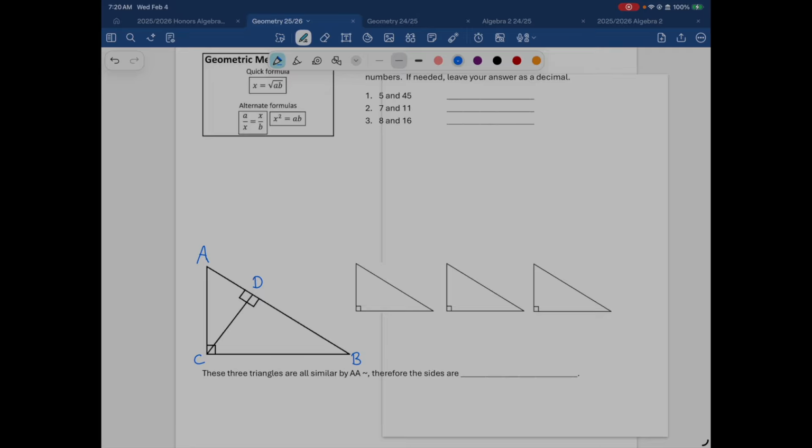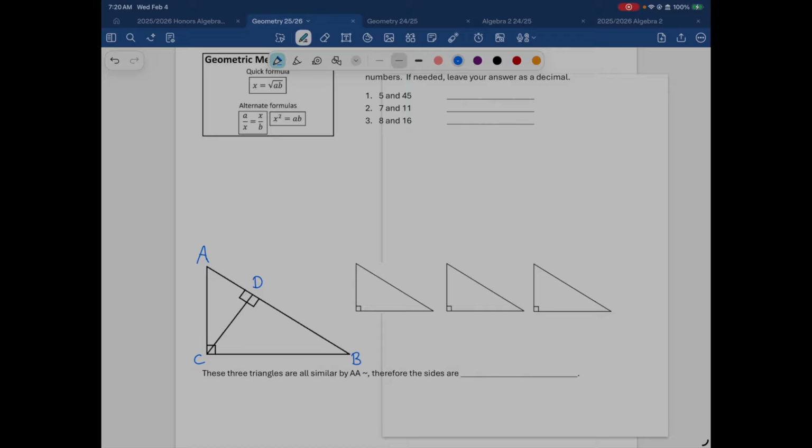So we are going to start working on geometric mean today. We're going to spend a couple days on this. Just got done talking about similar triangles and proving triangles similar. And one of the things you can do with similar triangles, as you're going to see in a little bit, is help us find missing sides. The first thing we're going to talk about is what we call the geometric mean.